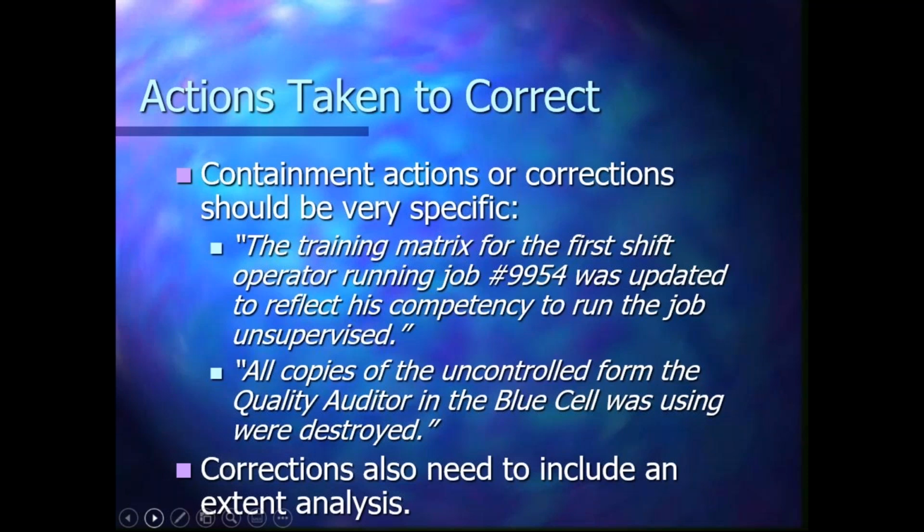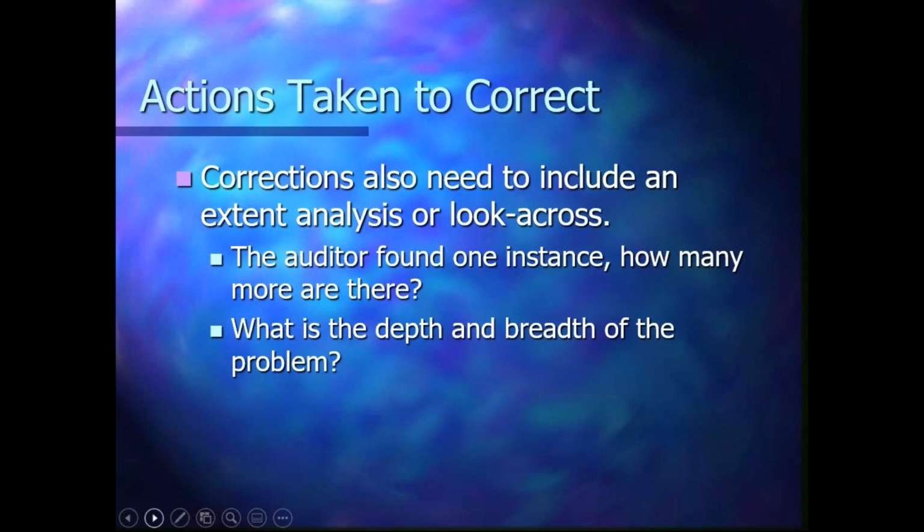Keep in mind that corrections also need to include an extent analysis. An extent analysis may also be referred to as a look across. So our auditor found one instance, one training matrix that wasn't up to date, one example of somebody using an uncontrolled form. But how many other times is this happening? What is the depth and breadth of the issue?